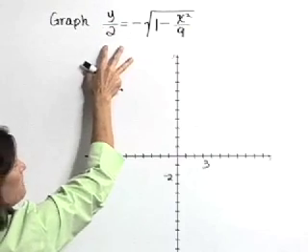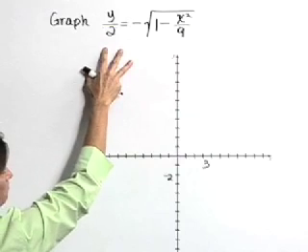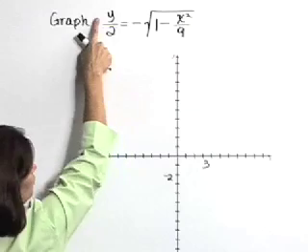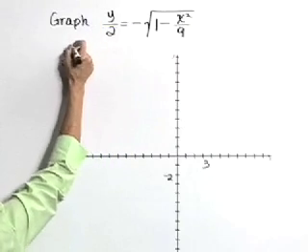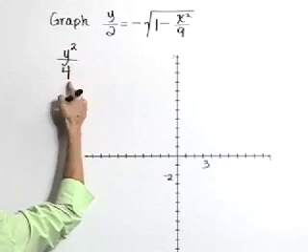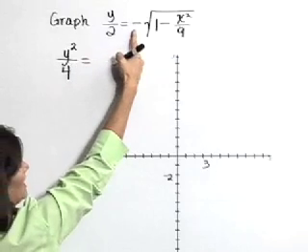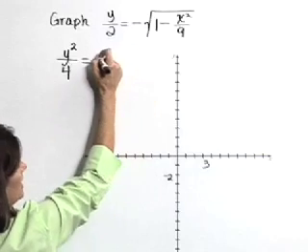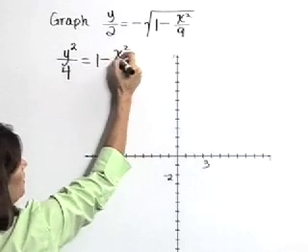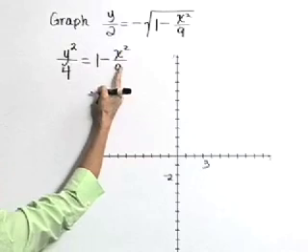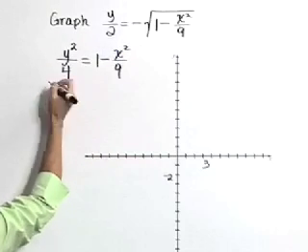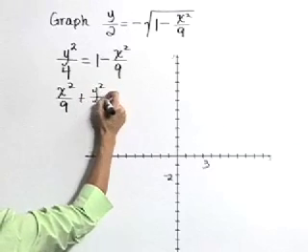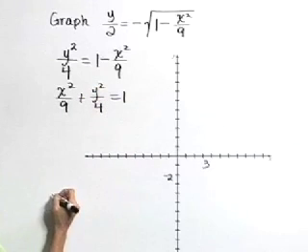Now let's think about what the basic shape of this graph is going to look like. I'm going to eliminate this radical by squaring both sides. Squaring the left gives y squared over 4. Squaring the right eliminates the negative sign as well as the radical and gives 1 minus x squared over 9. If we move this x squared term to the left, we can write this as x squared over 9 plus y squared over 4 is equal to 1.